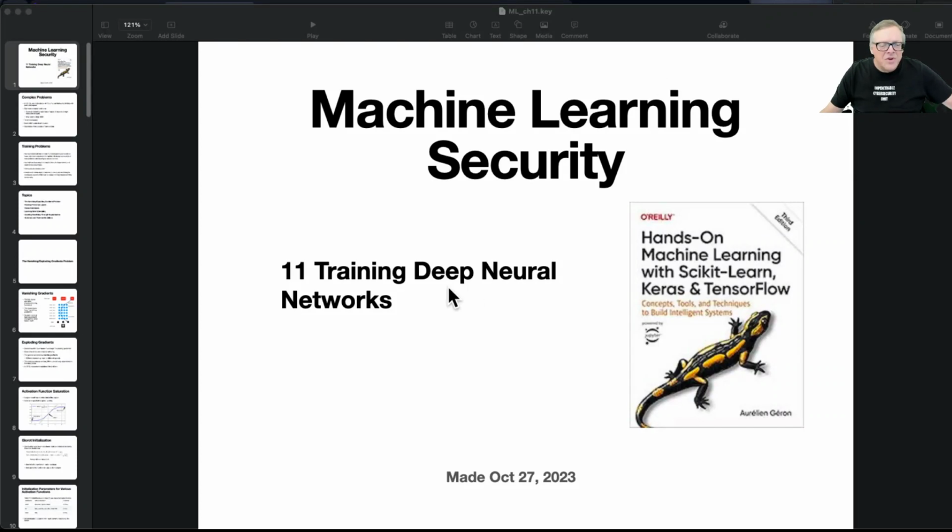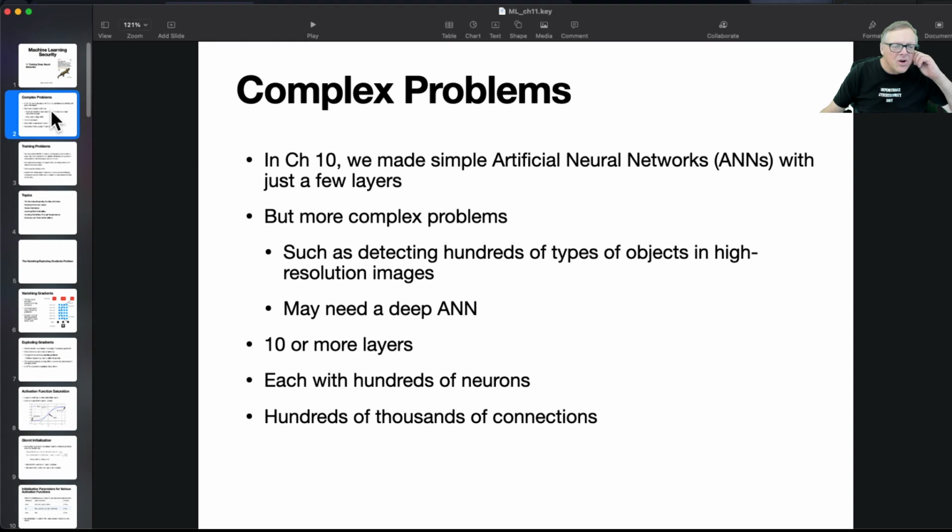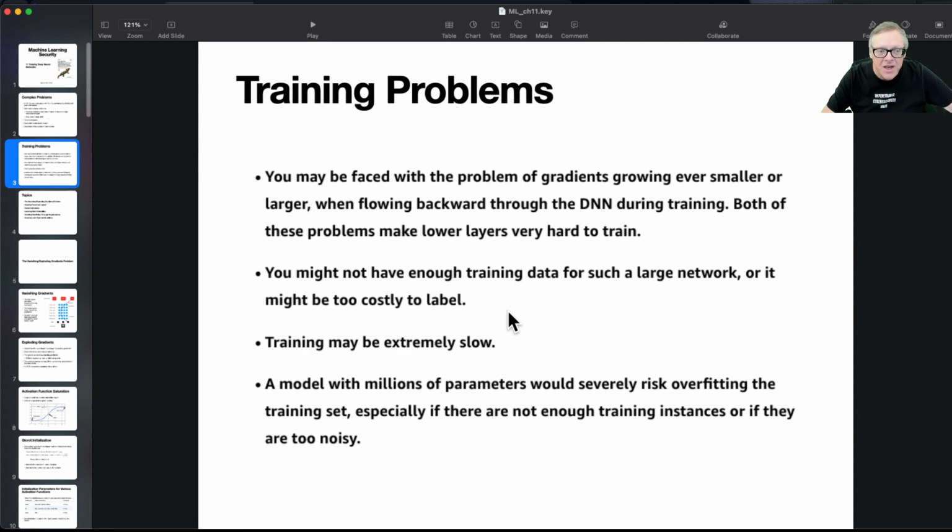All right, so let's talk about Chapter 11, Training Deep Neural Networks. We made neural networks with just a few layers, but if you have more complicated problems, you might need a deep artificial neural network with 10 layers or more, and that can get pretty complicated. There might be training problems, and the thing that really made me want to present this lecture here is the problem of vanishing gradients, which is really important.